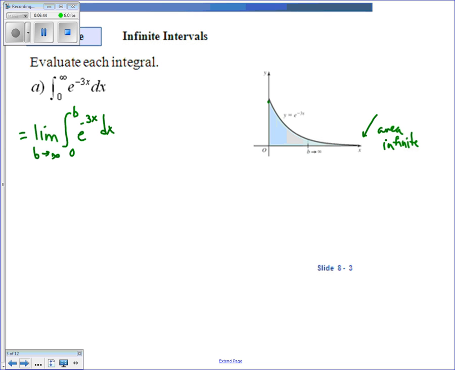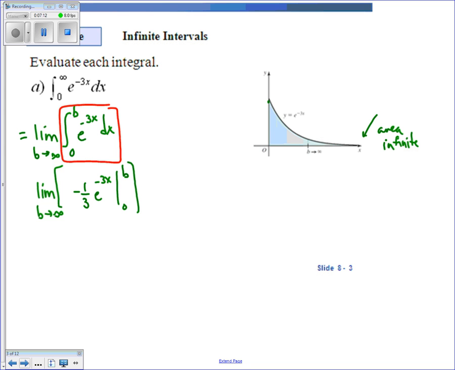Now, the next step is just to calculate this integral. That integral, e to the minus 3x, you would need a u substitution. u is minus 3x. So this is going to come out to be minus 1/3 e to the minus 3x, and then we evaluate that from 0 to b. So do your u substitution, and you should get this for the antiderivative. And remember, I've still got this limit out here in front, and I'll worry about that at the very end.